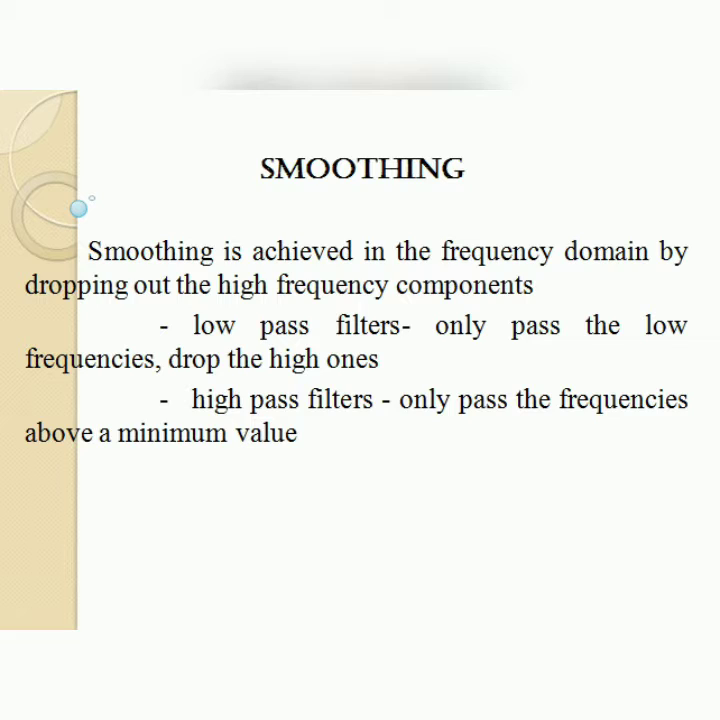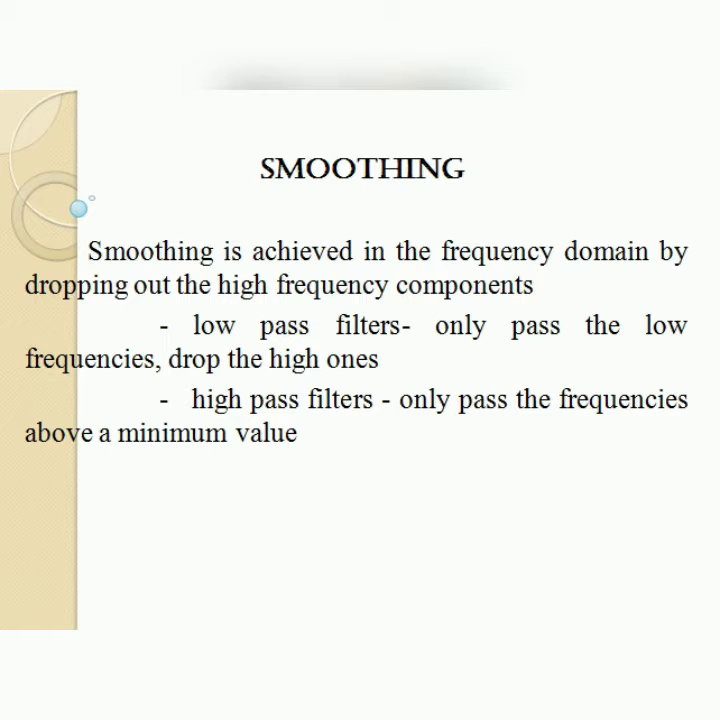One is smoothing and another one is sharpening. Smoothing can be achieved in the frequency domain by dropping out the high frequency components. That is, it has two pass filters: one is the low pass filter and the other is the high pass filter. The low pass filter only passes the low frequencies and drops the high ones, whereas the high pass filter only passes the frequencies above a minimum value.